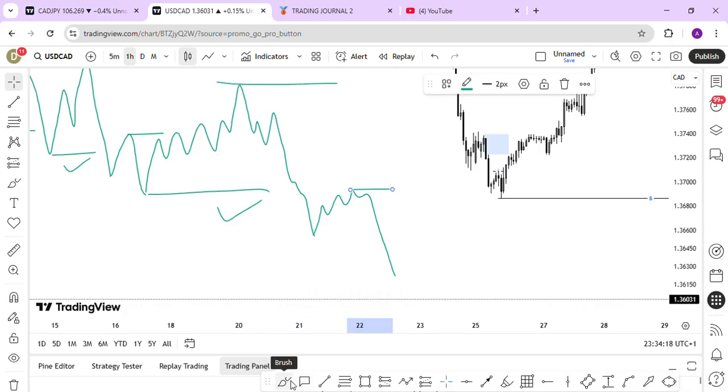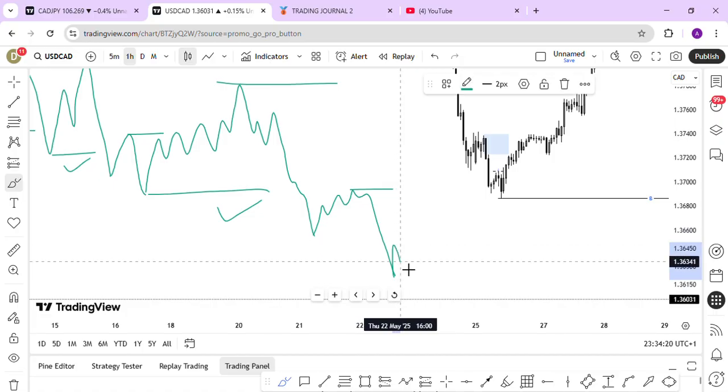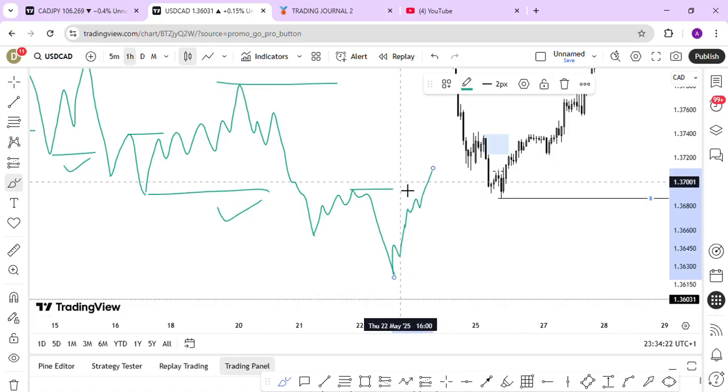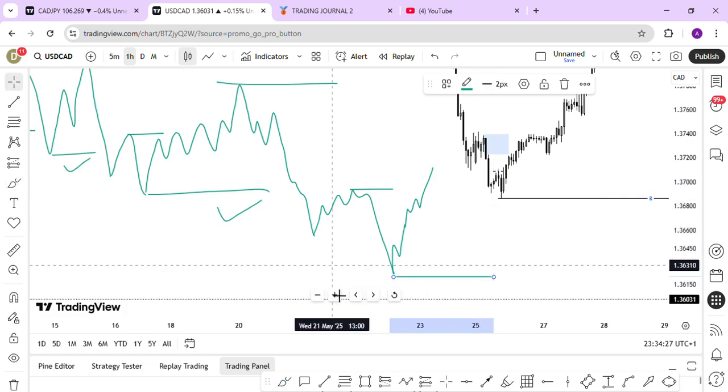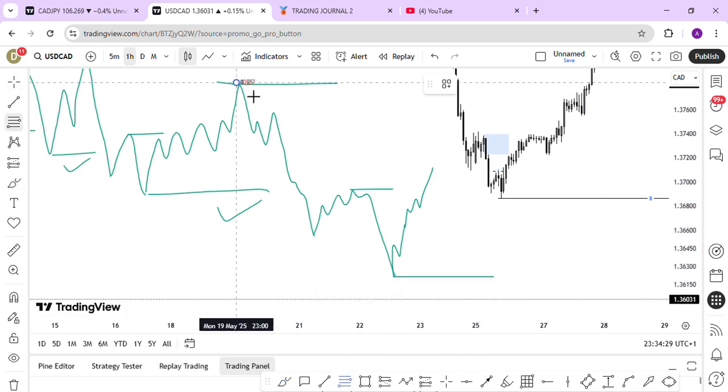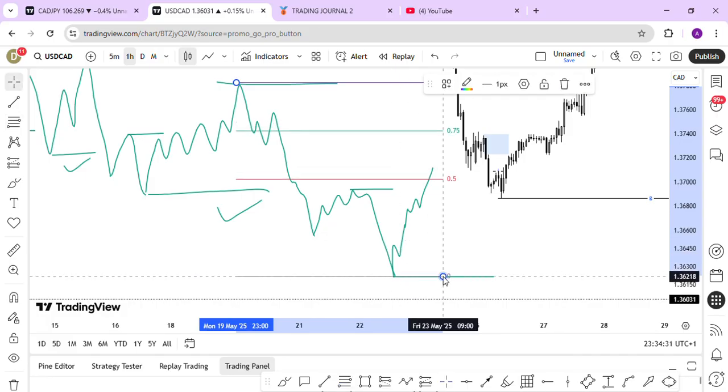Then we now wait for this to happen. We want to see this happen. Immediately the market takes out this inducement, it means that our low has been confirmed. Then what are we going to do to get our entry? We come back to this.